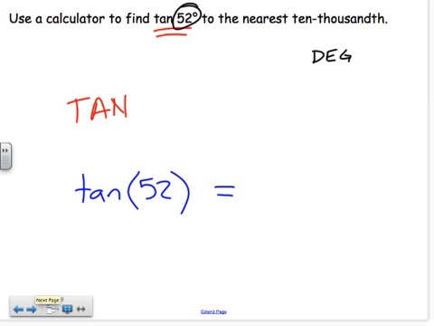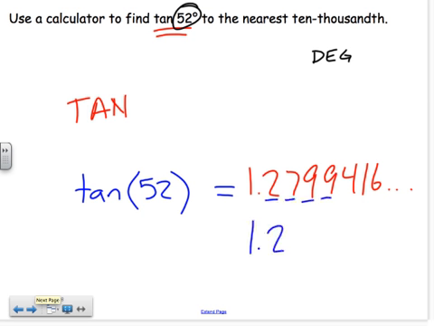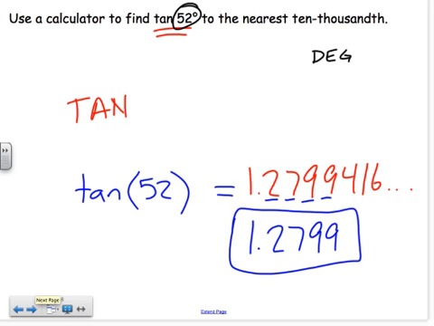So you just type in tan 52, enter, or equals. And what should pop up is a long decimal. 1.2799416, and so on. And it says nearest 10,000th. Well, let's see. 10th, 100th, 1000th, 10,000th. So let's round. 1.279, and I round down. So there we go. Just type it in your calculator. That's all you need to do. Nothing else. And round to the nearest 10,000th.